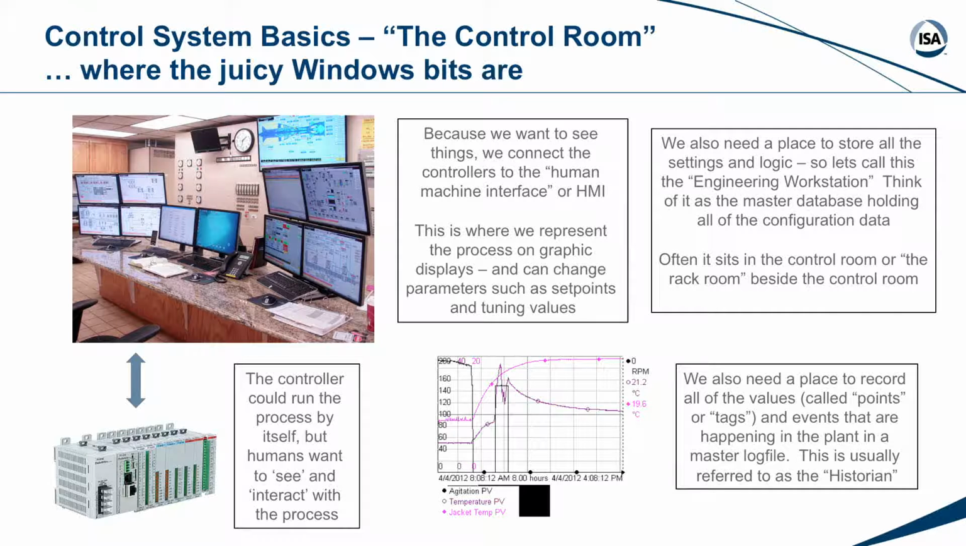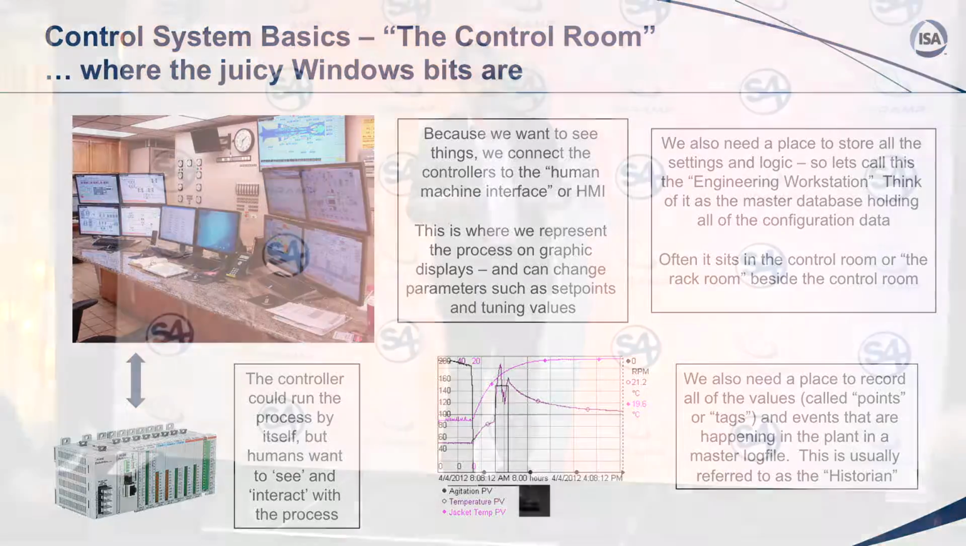Where did it come from? Well, that's where the human sits down and interfaces with the control system. This is also where any alarms get generated, right? If you've ever walked into one of these control rooms, you probably hear things buzzing and beeping and blaring all the time.